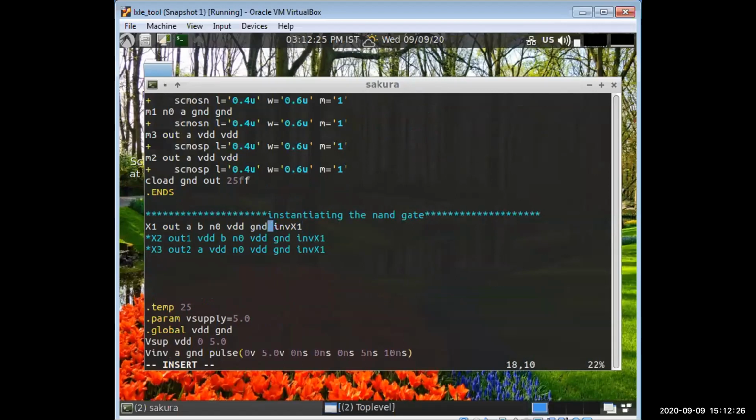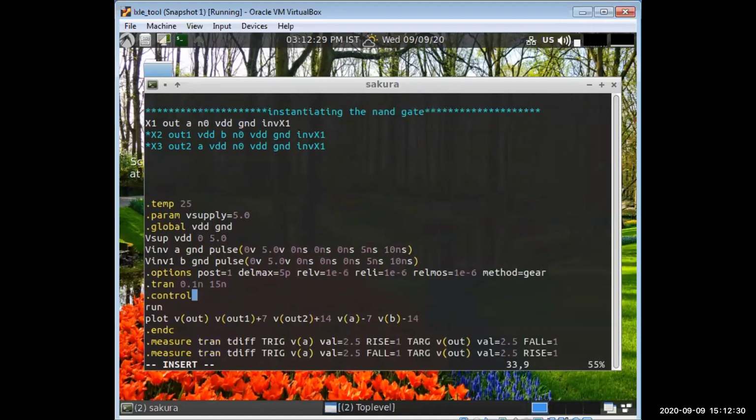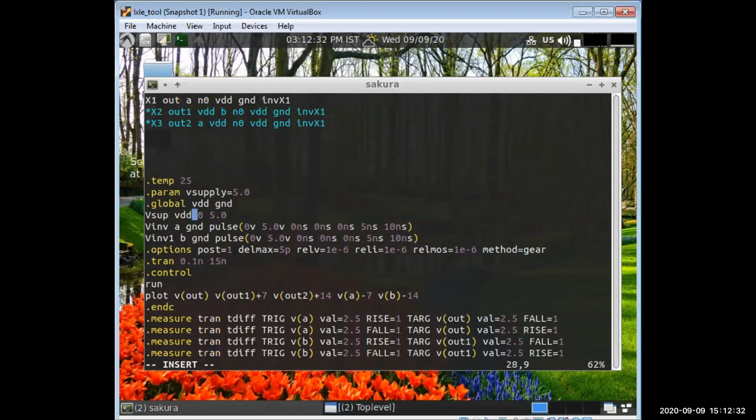Then I am instantiating that. Here there is no B, so only A. Then the temperature parameter, global, the voltage V supply VDD. Now here I am giving two voltage sources, but I have to give only one because I am providing the same voltage to both. So this is VIN, VINA ground pulse, meaning VIN is a voltage source connected to the node ground, connected to the node A, and it is again connected to ground.